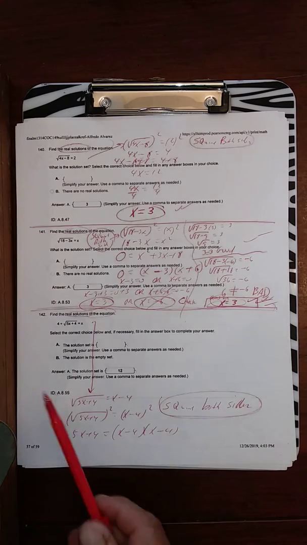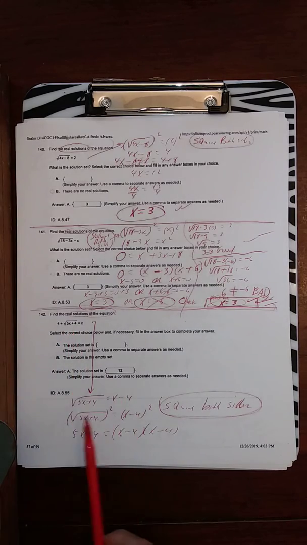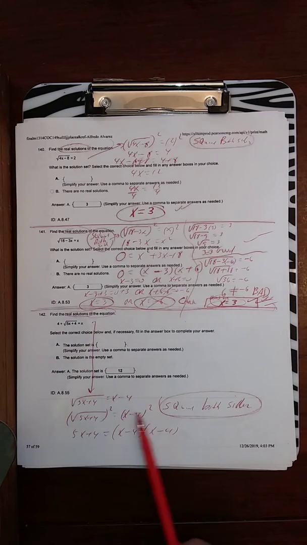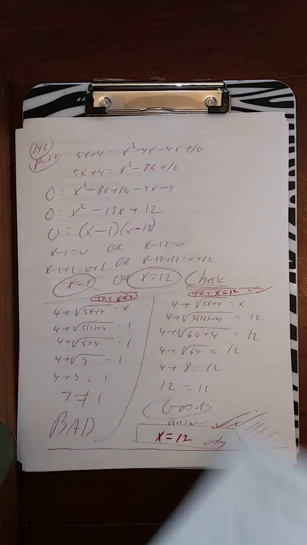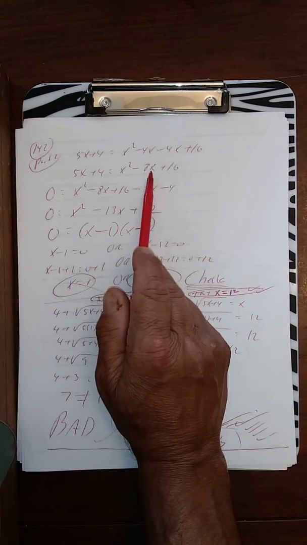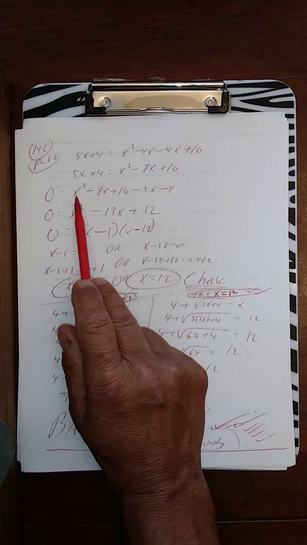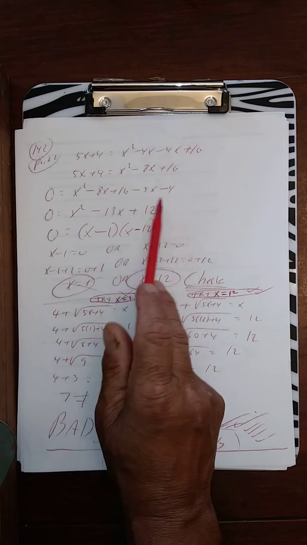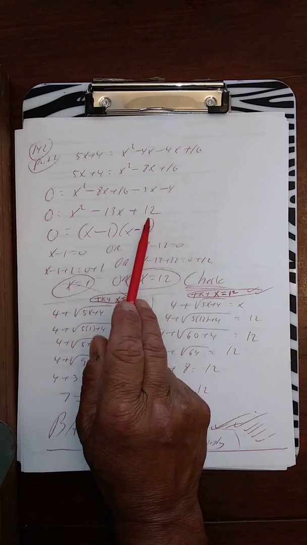This one. Let's rewrite it. I don't like this form. Rewrite it this way. Put the 4 over here. Square both sides. X minus 4, x minus 4. So we have x squared minus 4x minus 4x, so it's going to be minus 8x. Bring everything to the other side. X squared minus 8x plus 16 minus 5x minus 4. Put them together. We have x squared minus 13x plus 12.